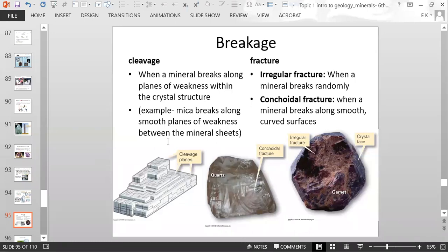Or salt breaks along cubic or 90-degree cleavage. Then we have fracture. Irregular fracture is when a mineral breaks randomly. Conchoidal fracture is when a mineral breaks along smooth curved surfaces. So here's a smooth curved surface.